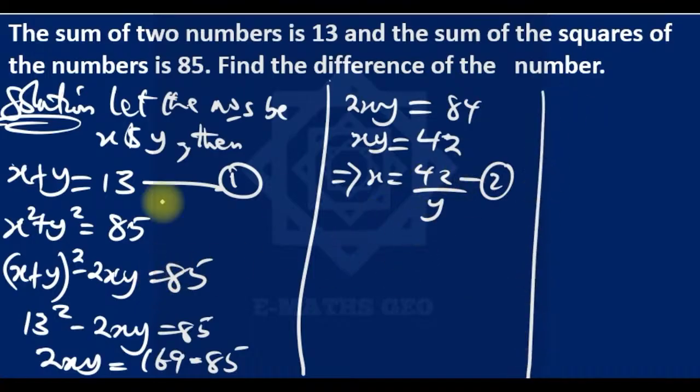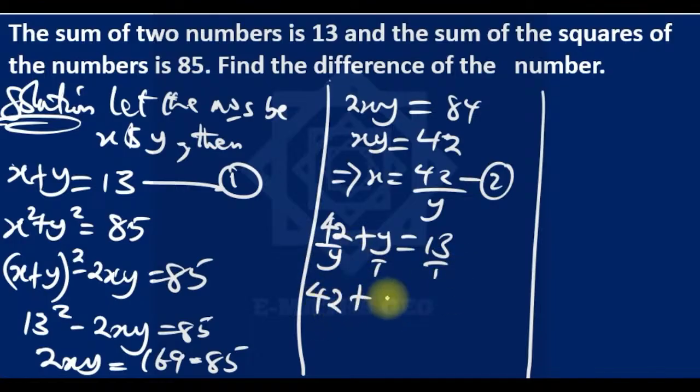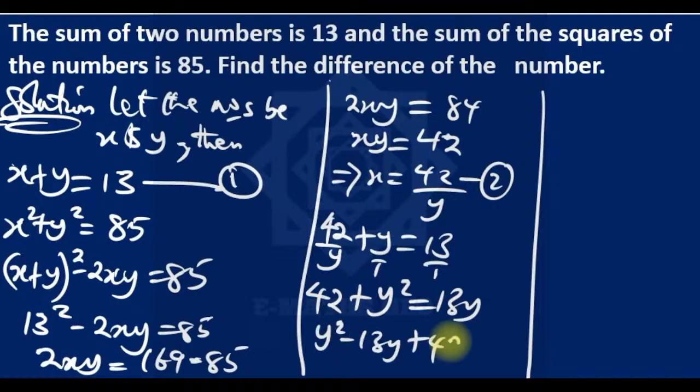So substituting this value in equation 1, wherever I see x, I call it 42 over y. So I have 42 over y plus y equals 13. Clearing the fraction, the denominator, multiply by y. So I have 42 plus y squared equals 13y. Moving everything to one side, we have y squared minus 13y plus 42 equal to 0. And we can factor this as y minus 6 and y minus 7. Or if you open up this, you get this.